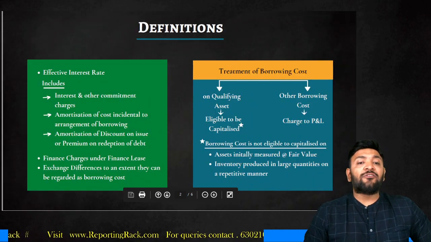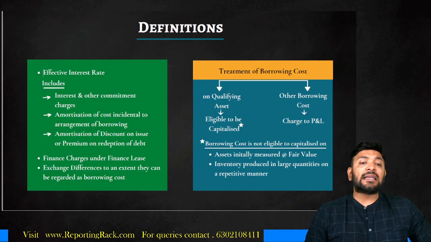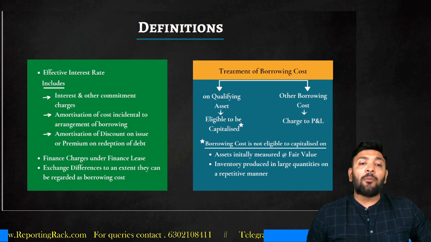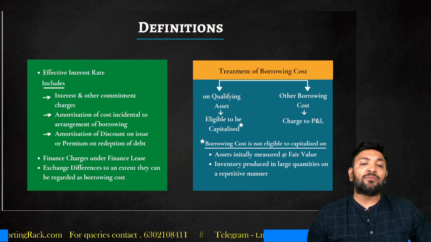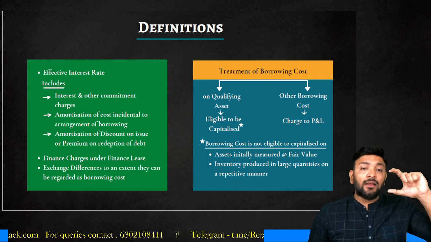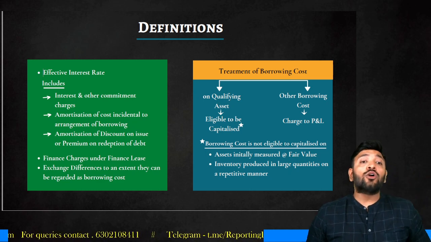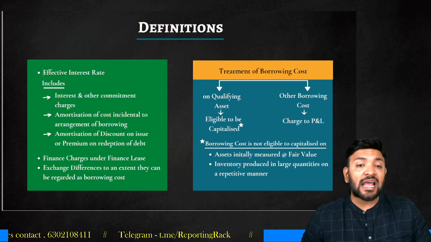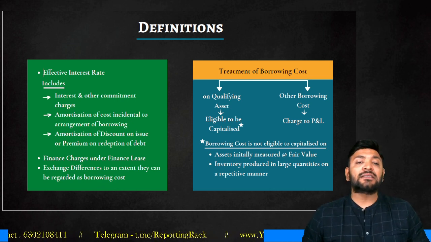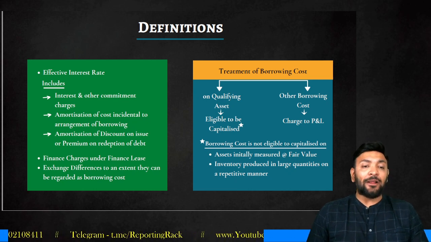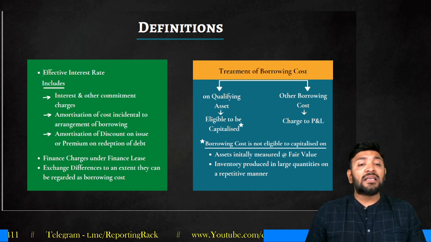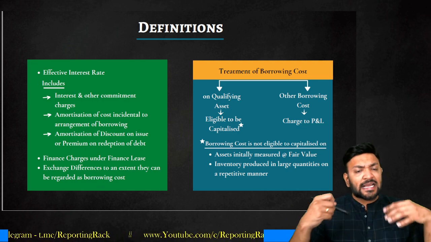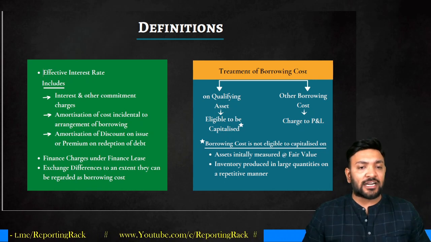They have combined the first three points, that is interest and other commitment charges, amortization of cost incidental to arrangement of borrowing, amortization of discount on issue and premium on redemption of debt. All these three combined, they have given one specific name called effective interest rate. Point number 4 and 5 stay as they are, but this term effective interest rate has come out of nowhere. So let's exactly understand what this effective interest rate is.